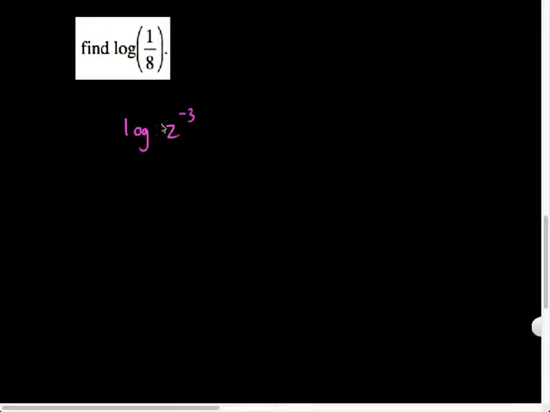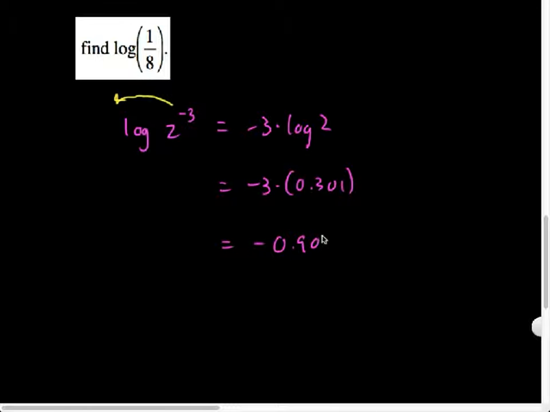I'm going to write this as 2 to the negative 3, because that is the same as 1 over 2 cubed. And then using my power property, we'll move this negative 3 out front. And I'll have negative 3 times log of 2, which is negative 3 times 0.301, of course. And I'll get negative, what is that, 0.903. Okay, all right, this is working.